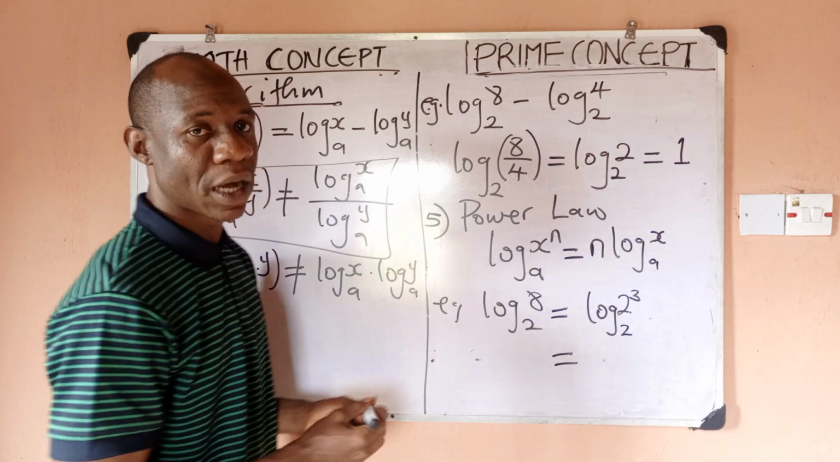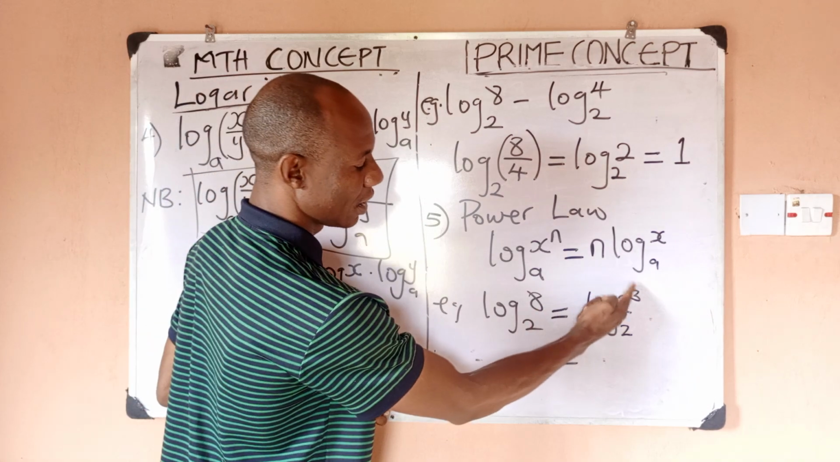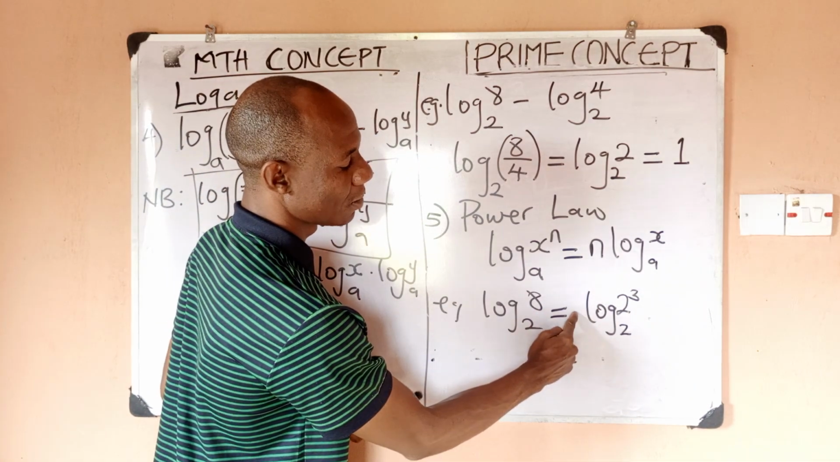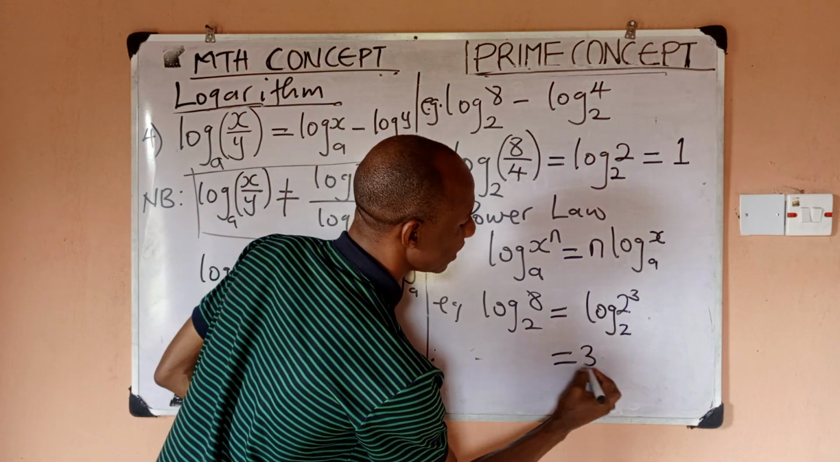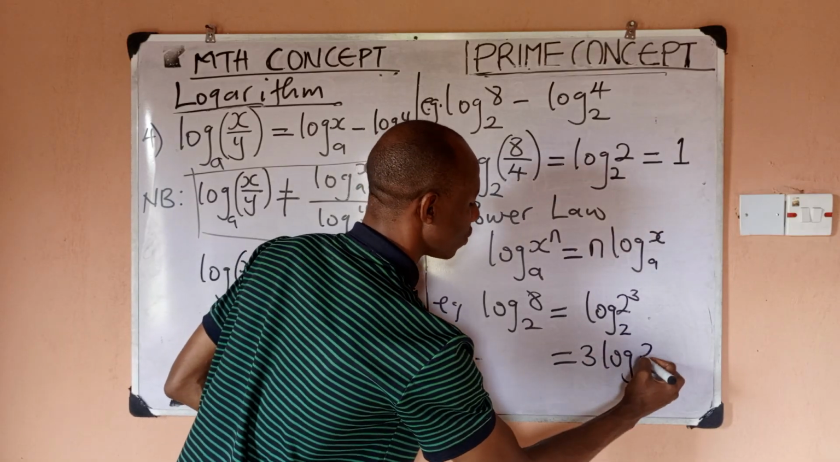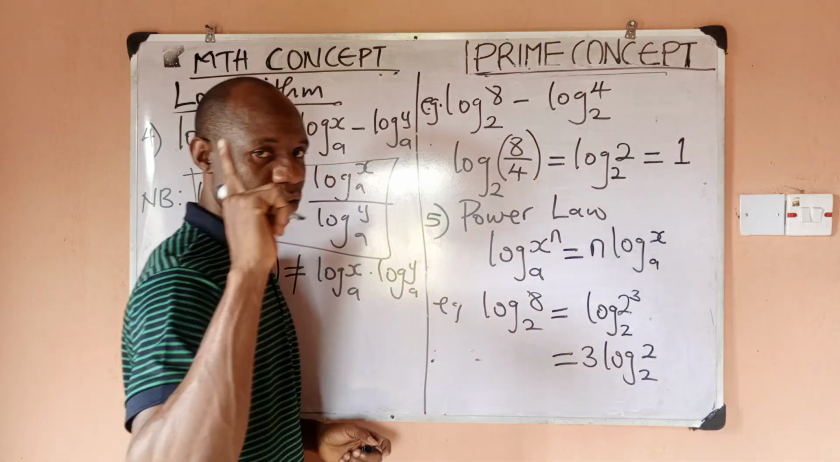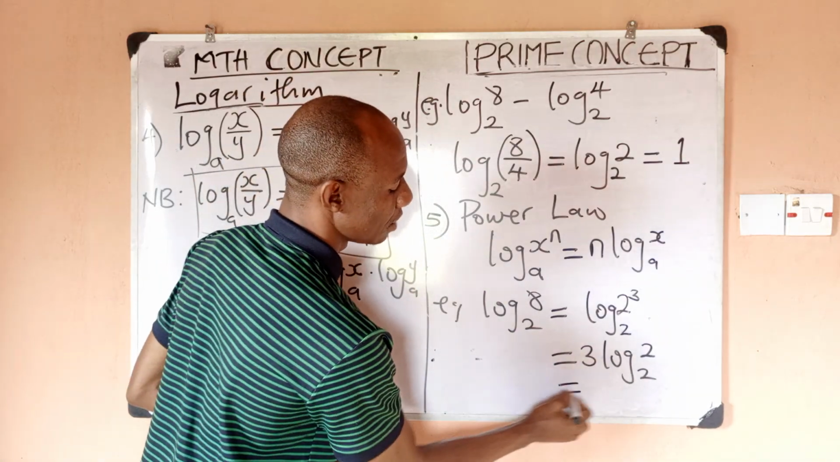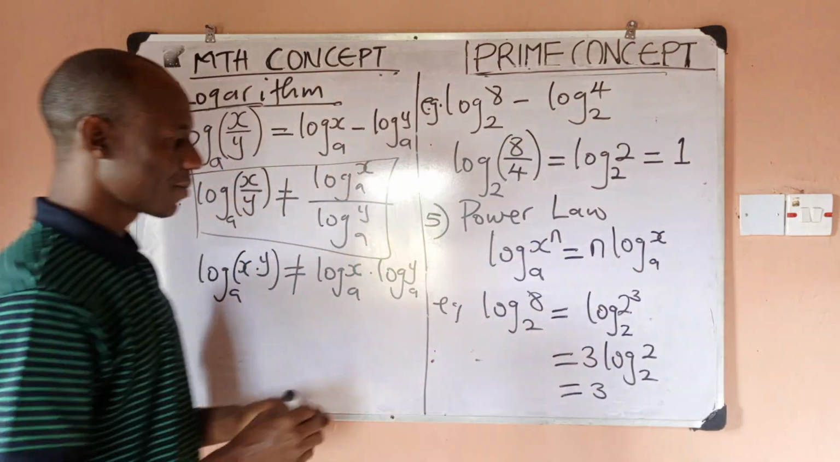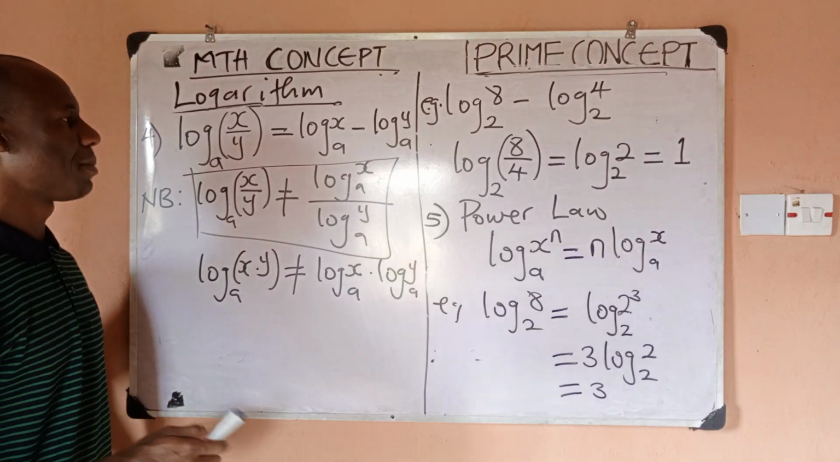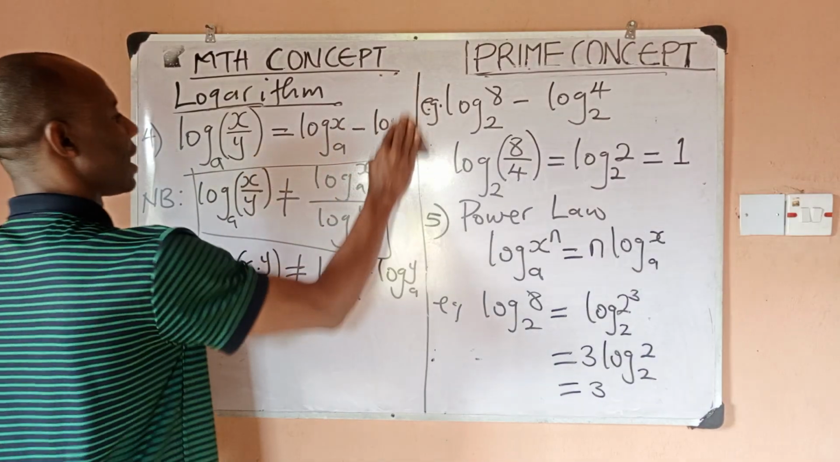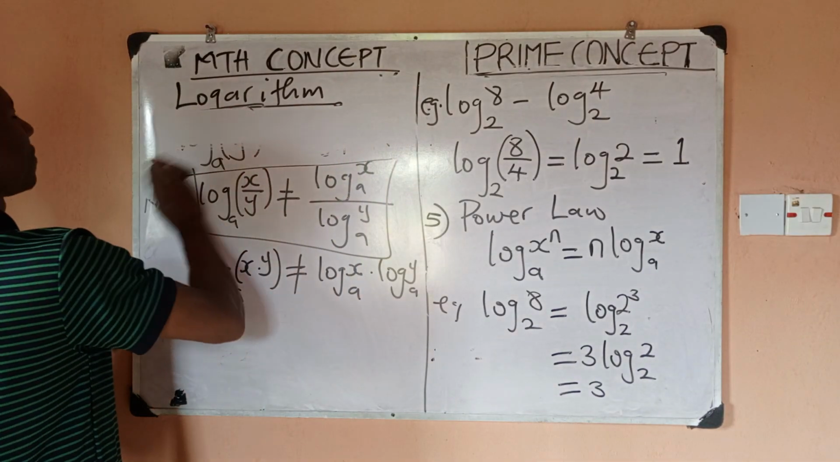Now, applying my power law here, what do you think would happen? This 3 would come and multiply, come to the back. So it becomes 3 log 2 base 2. Now, you know that log 2 base 2 is what? 1. So 1 times 3 becomes what? 3. So this is an important application of the power law. So that is law or rule number 5.